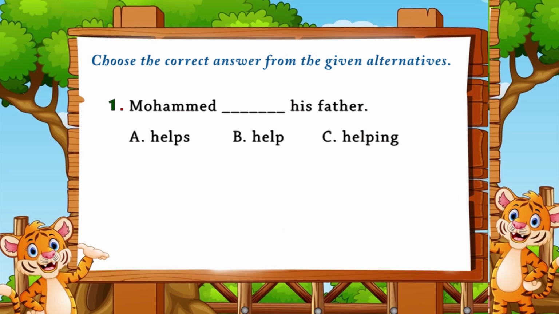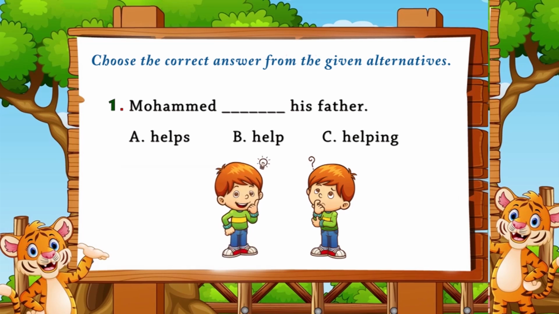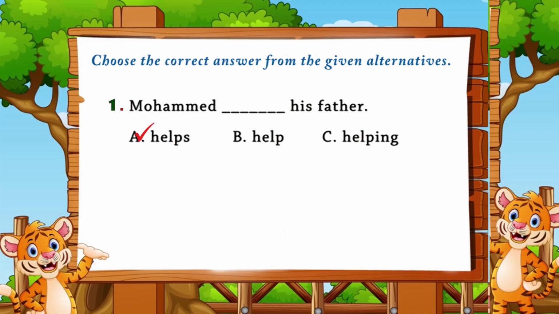Number one, Muhammad blank his father. A. Helps. B. Help. C. Helping. The answer is A, helps. You are right, because the subject is Muhammad. Muhammad means when it is substituted by a pronoun he, so we should add S, helps.